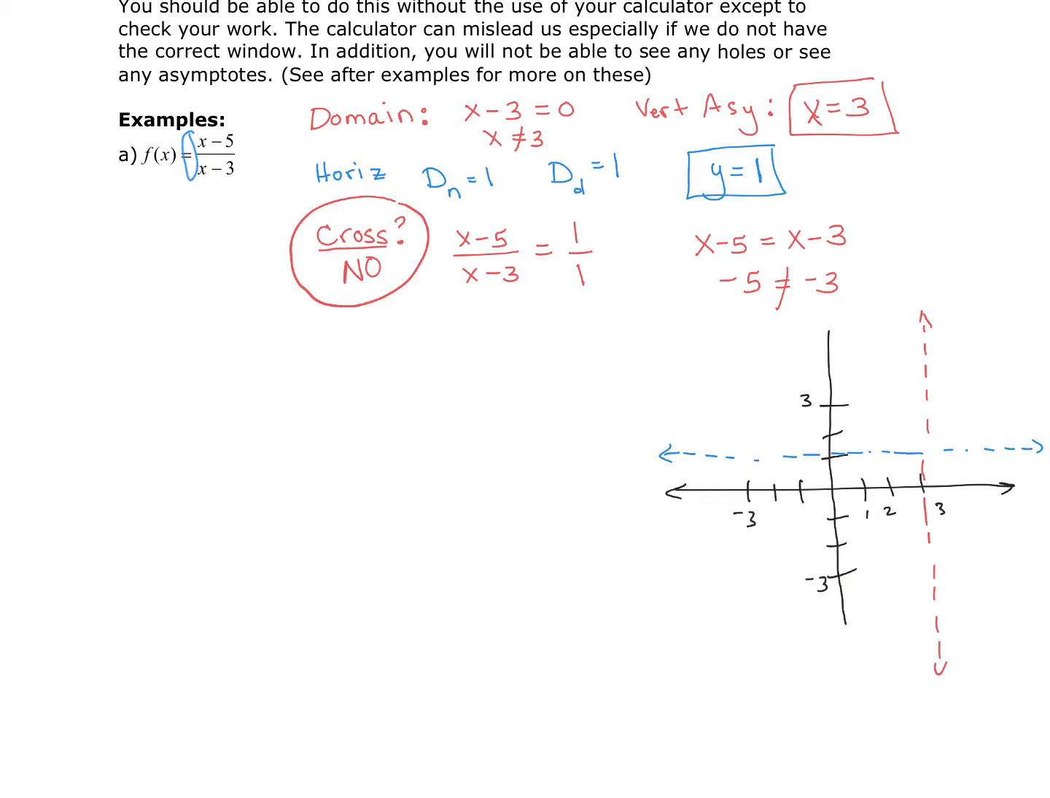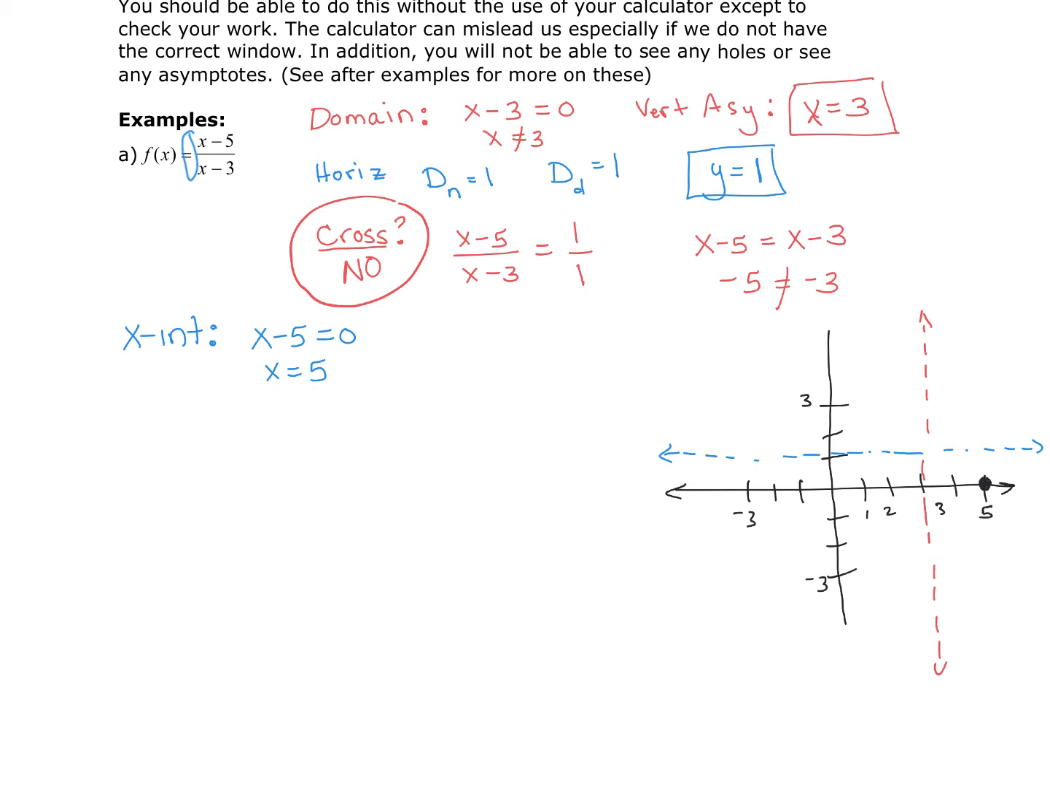The next thing we want to know is what are the intercepts. So to find the x-intercepts, as we just saw, we'll set the numerator, which is x minus 5, equal to 0, and we'll get x equals 5. So if we put that on our graph, we'll be right here.